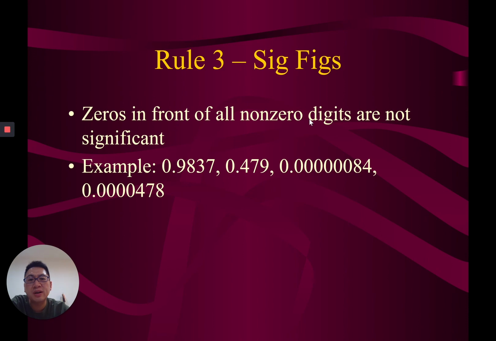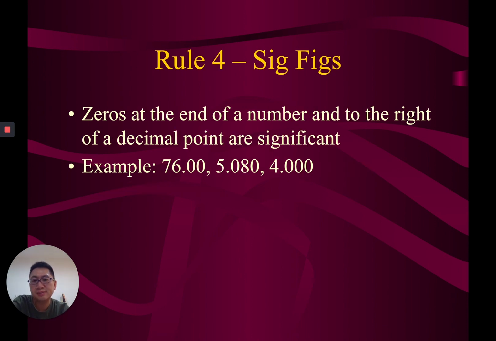All zeros in front of non-zero digits are not significant. Another way to see it is if this were written in scientific notation, this would be 4.78 times 10 to the minus 5. 4.78 is only 3 significant figures. So zeros in front of a number are not, by definition, significant.